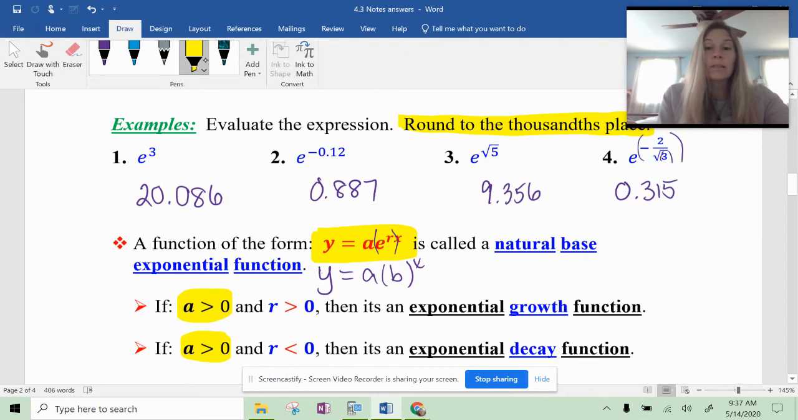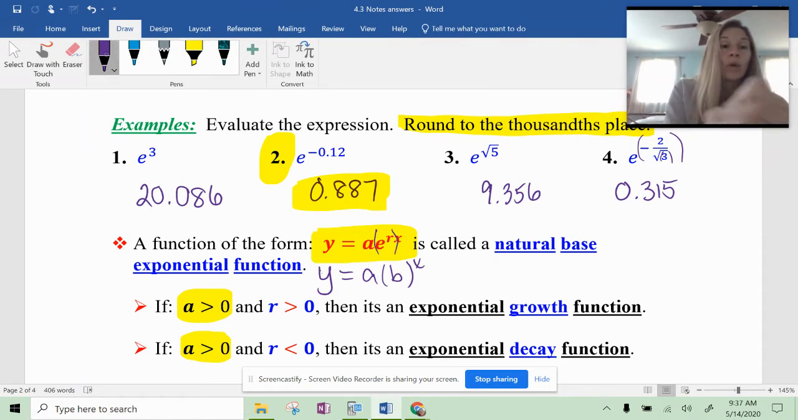So if you look at the example up top, when we took the e in number 2 and raised it to a negative, we ended up with a number less than 1, which would have made this decay. But in number 1, we took our e value and raised it to a number that was positive, so this became a growth factor.